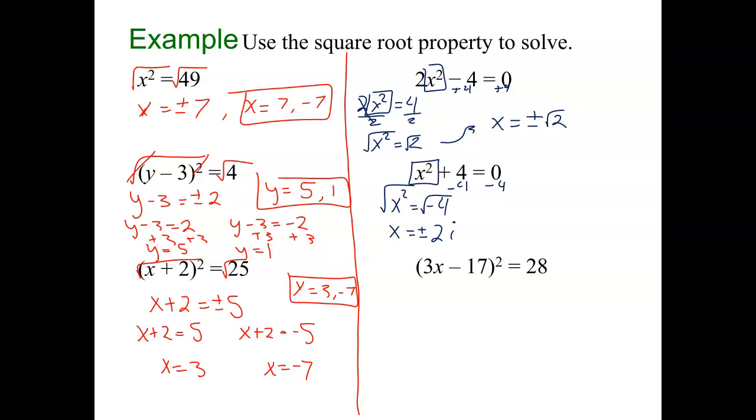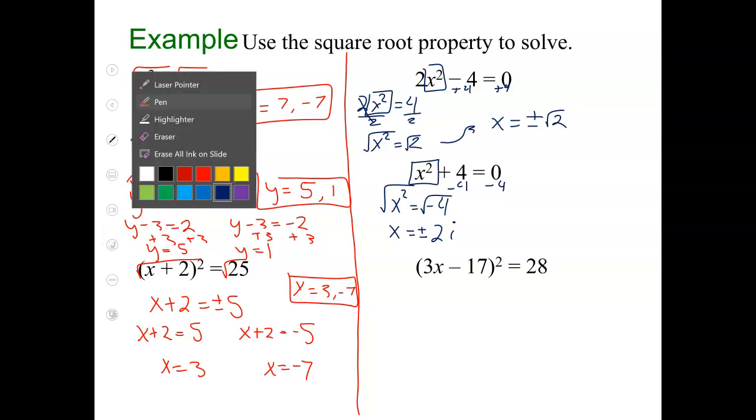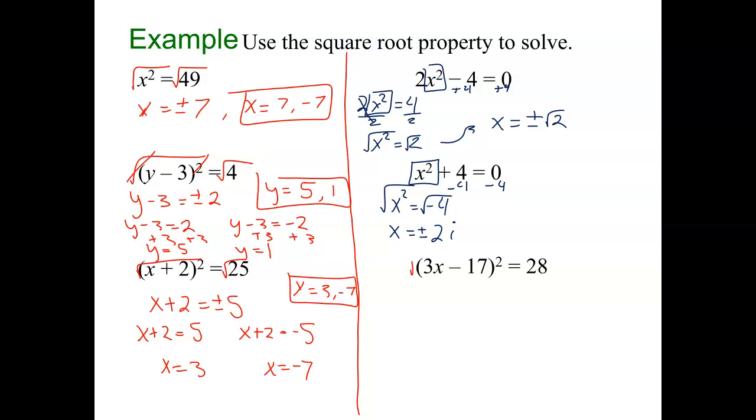For the last one, is what I am squaring isolated? Yeah. So we can go straight into our square root property. So 3x minus 17 equals the square root of 28. Can I square root 28? I can simplify it. Yeah. So 28 is 4 and 7. So 2 root 7. Okay. What am I missing? I forgot to put something in there. Plus or minus. See, it happens to the best of us. Don't forget your plus and minus.